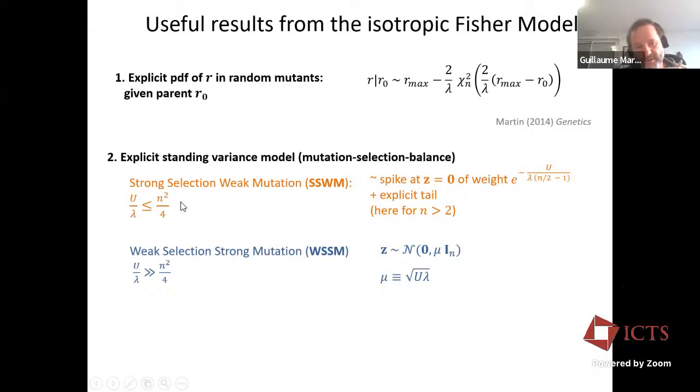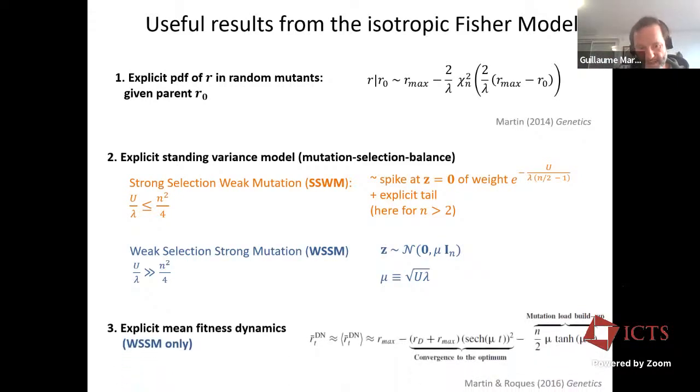And this ratio, whether it's below half the dimension squared, or whether it's way above it, determines whether you have a spike and a non-Gaussian distribution of phenotypes. Otherwise, you have a Gaussian distribution. So we have a quantitative threshold to know in what situation we are. These are known, so we can use them.